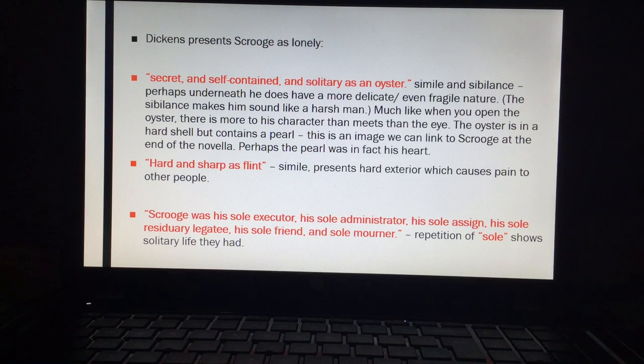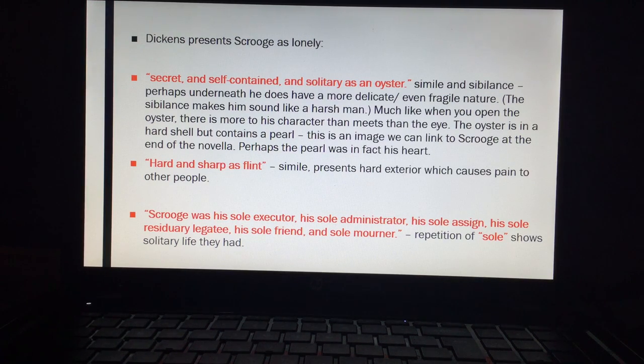Hard and sharp as flint is another simile we get, and it presents his hard exterior. Now, if something is hard and if something is sharp, it will cause you pain. So this simile is the idea that he is causing pain to other people, namely the poor. Okay, so Dickens is cleverly pointing out here and criticising society through his use of language devices.